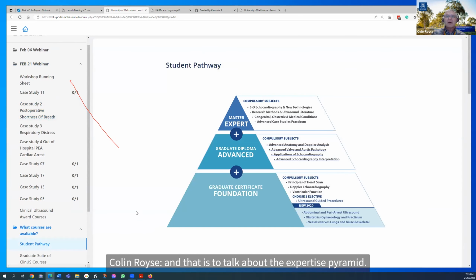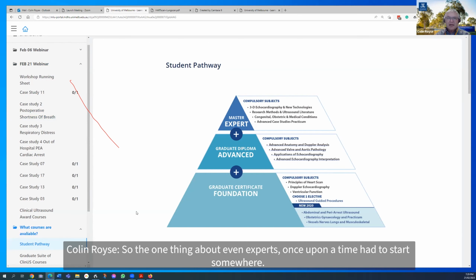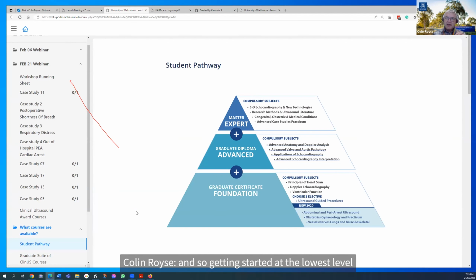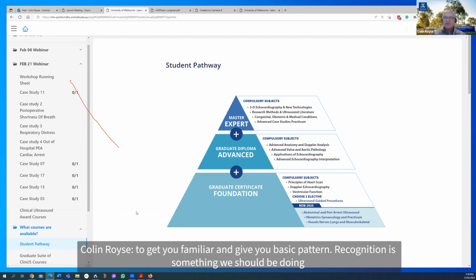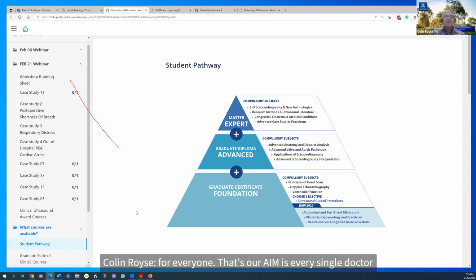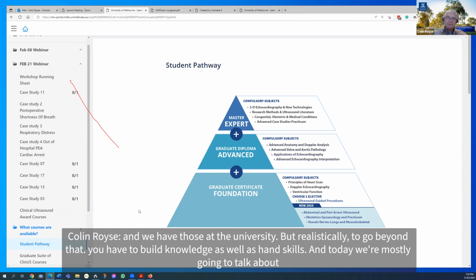And that is to talk about the expertise pyramid. The one thing about even experts is that once upon a time they had to start somewhere. And so getting started at the lowest level to get you familiar and give you basic pattern recognition is something we should be doing for everyone. That's our aim, that every single doctor should be doing that level of training. And that is short courses, simulator programs and so forth that we have, and we have those at the university. But realistically, to go beyond that, you have to build knowledge as well as hand skills.